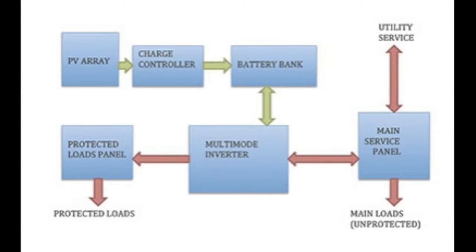Once the grid comes back online, the inverter will sense this, reconnect, and then switch to interactive mode, and the whole cycle starts again. The PV array takes the energy, stores it in the battery bank, and any excess power is fed back to the utility, and the multimode inverter takes AC power from the utility and feeds it to the loads.